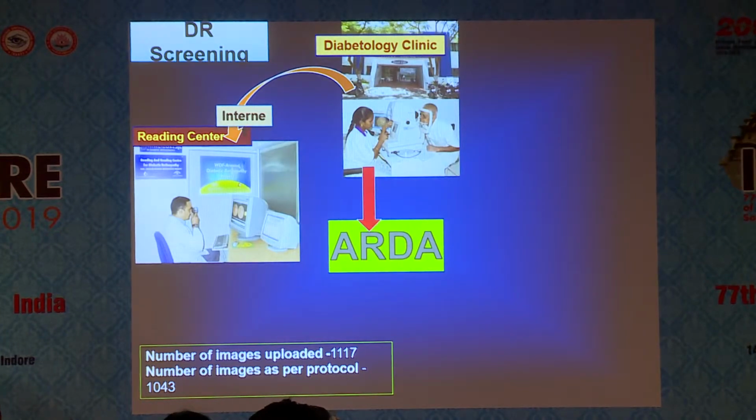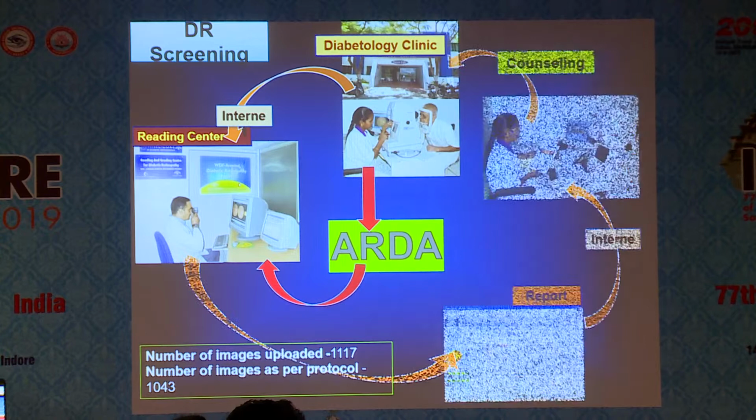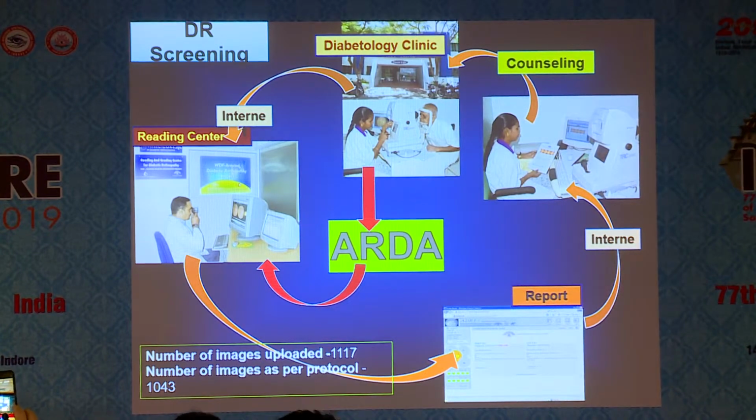So today what we are trying to do is introduce the ARDA. Every patient the physician or the diabetologist sees is subjected to ARDA, which is Google's algorithm. At the same time, the image is also read by an ophthalmologist or the trained grader in the base hospital. And once he finishes grading, the ARDA's report comes into his reading. If there is any difference, then it is sent for adjudication to a senior retina specialist to see which is the ground truth. And that is generated as a report and sent back to the diabetology clinic.